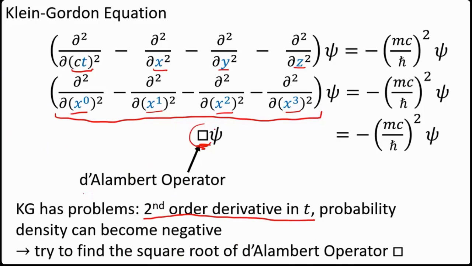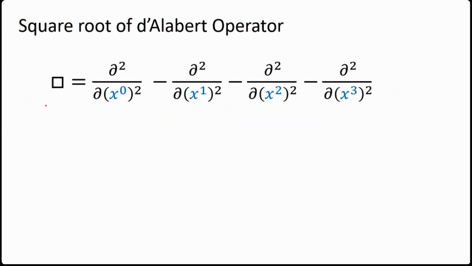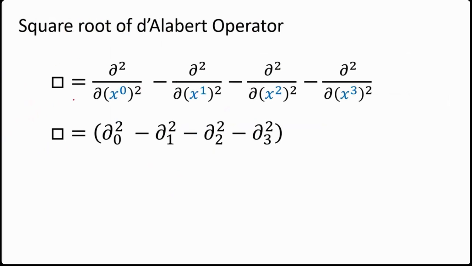So basically, this is an operator that has the squared derivative of time. Dirac wanted to find the square root of this operator, so it was only first order in time. So I'm going to do that right now. This is our D'Alembert operator. I'm going to use a slightly different notation just to save space. This just means the derivative of the zeroth component. This is the derivative of the first component, second component, third component. I don't think that notation's too hard.